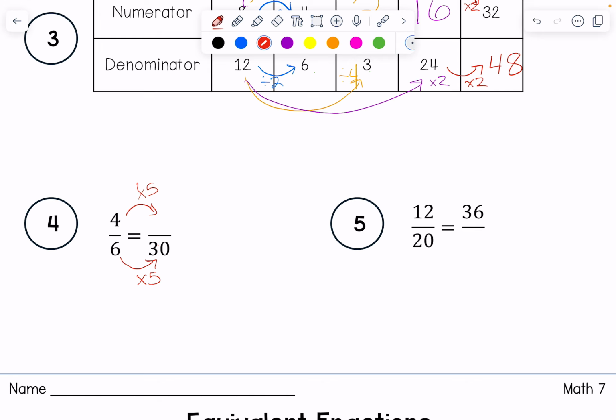Sorry for that interruption. So 4 times 5 is going to give us 20. All right, on number 5, again, same idea. We have equivalent fractions. 12/20 is equal to 36 something. And so we look for a relationship. I'm noticing that 12 is being scaled up by a factor of 3 to get 36. So I can scale up 20 by a factor of 3 to get 60.